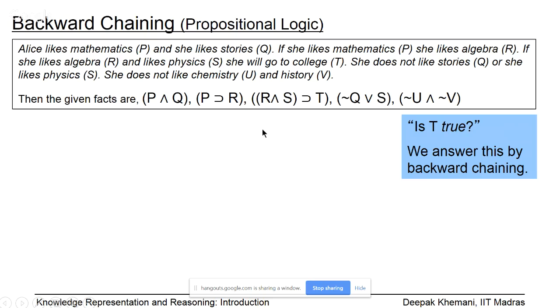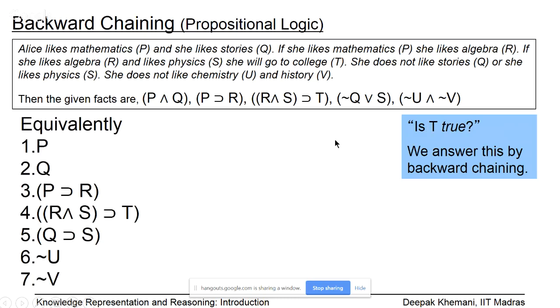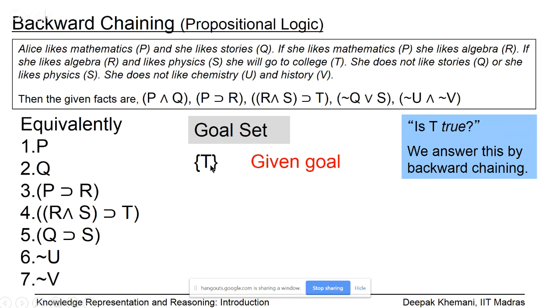So we are given this knowledge base, which we started off with in propositional logic earlier, and we are asked this question. Then in backward chaining, we start off by saying, show that T is true. This is the knowledge base given to you, which I have written here again. P is given, Q is given, P and R implies... P implies R, R and S implies T, Q implies S, and not U or not V. We have broken down this knowledge base into clauses. So instead of P and Q, we have just written P separately and Q separately, which is an equivalent thing.